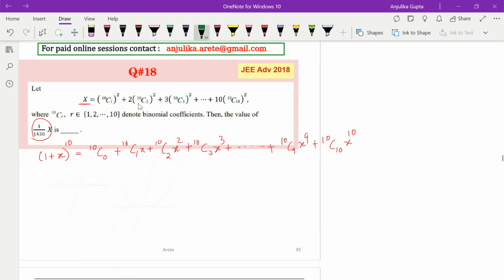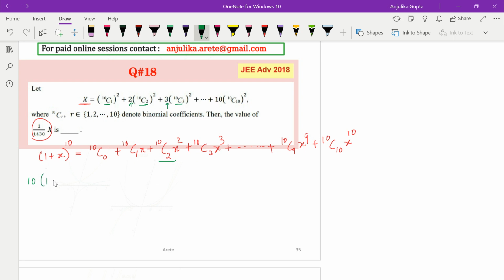Now, what do I see here? Do you see that 10C1? But with 10C2, you have a 2, right? With 10C3, you have a 3. How do you think you can get that? If you differentiate this, you get 2 10C2 x, you get 3 10C3 x square, right? So every coefficient will have the desired number. So we are going to differentiate with respect to x.